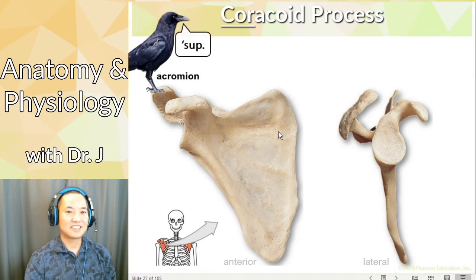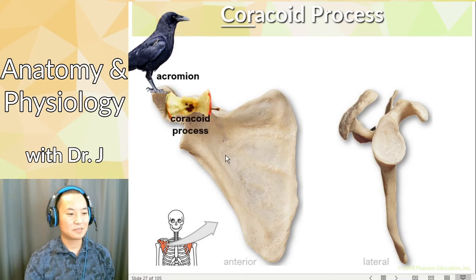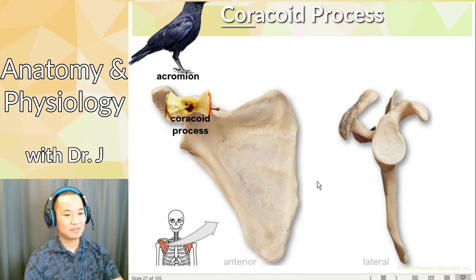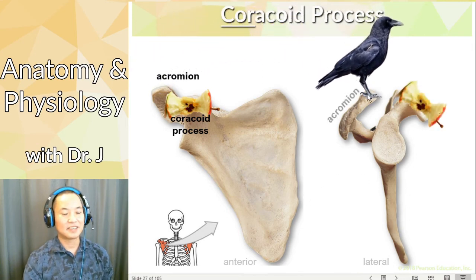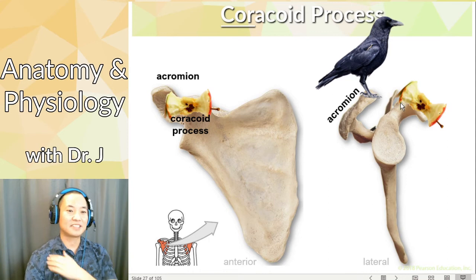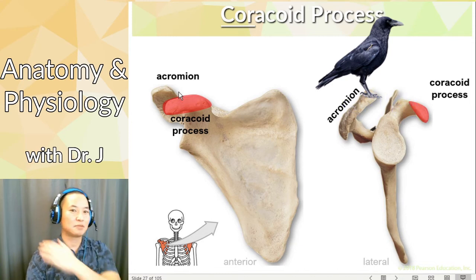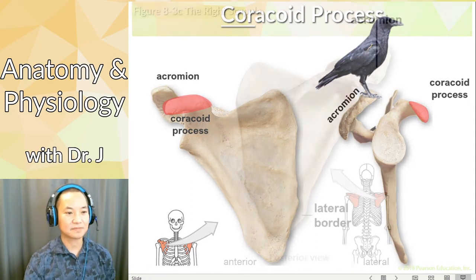So remember, Glenn sits on the acromion, but when he's done with the lunch, he has a core in front of him. So this is what we would see if we're looking from the anterior. But if you look at the lateral side, remember, he's perched on the acromion, but anterior to the acromion, you have the coracoid process. So these are the two major bony parts you see here. The acromion is more posterior. The coracoid process is more anterior.